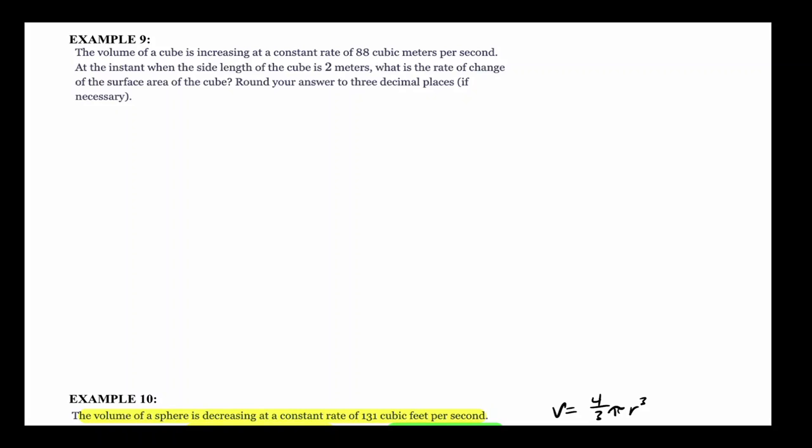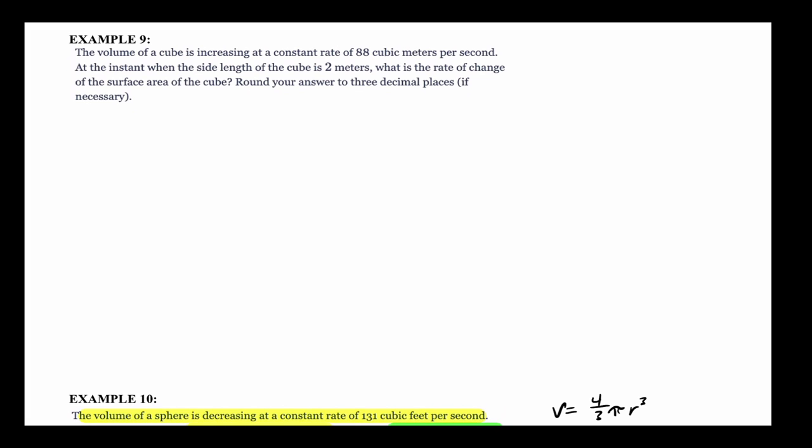For related rates, the last one is to deal with a cube. It's the only shape we haven't dealt with. We've dealt with some 2D and 3D, but cube we haven't. A cube is a little special. It's not really that different, but I just wanted to definitely go over it so that we know.